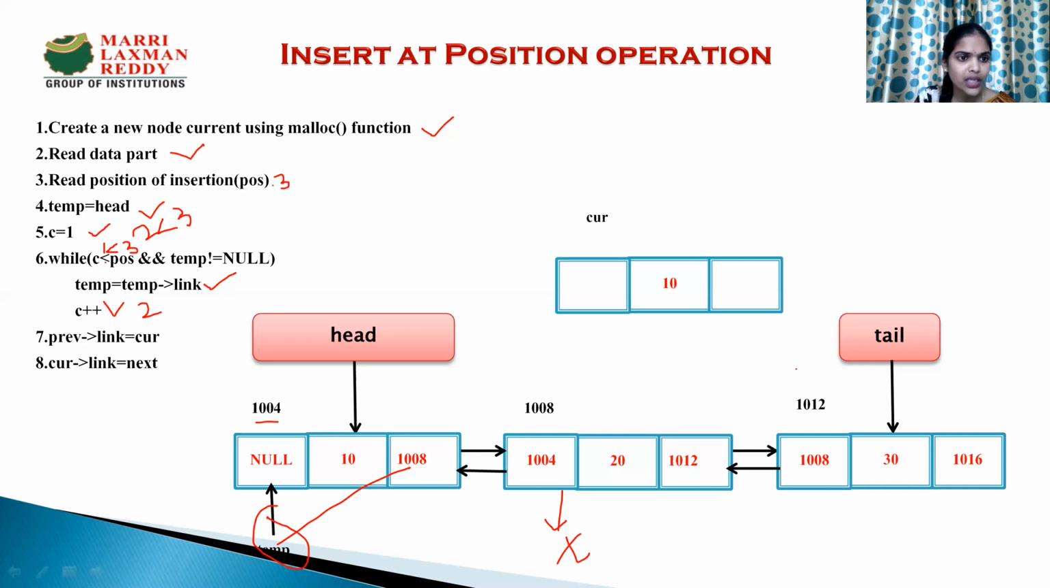So again I'm checking the condition. Now temp is not equal to null and 2 is less than 3. The condition is true. So I'm moving temp to the next link place. Now similarly, again we are checking the conditions. If we get that particular position, suppose I want to insert at this particular position, then I remove these links and establish the links between these nodes, and also establish the link between this node and this node. This is how it happens.